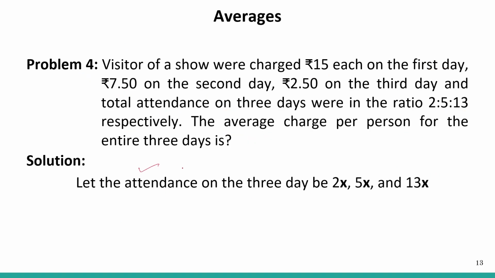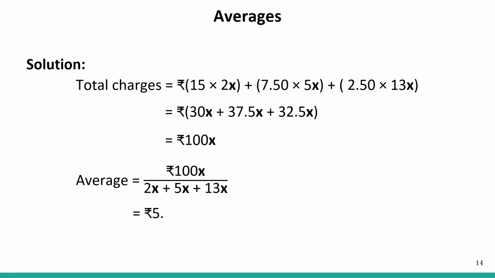Let the attendance on the 3 days be 2x, 5x, and 13x. So the total charges is equal to 15 into 2x, plus 7.50 into 5x, plus 2.50 into 13x. That will be equal to 30x plus 37.5x plus 32.5x. These two cumulatively are 70x and this is 30x, so the whole will be 100x.